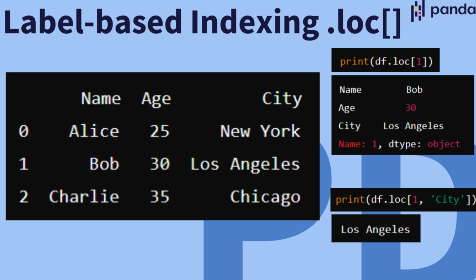If I use zero, then I will get Alice's age and city. Okay, so here I can also get only the city if I want. So I can use df.loc 1, city. I will get the first position, and then I will get the city, which gives me Los Angeles. One is the index number, so I get the Los Angeles city. And if I write name, then I will get the name Bob, and if I write age, then I will get the age 30. Okay, so this is the label based indexing for loc.